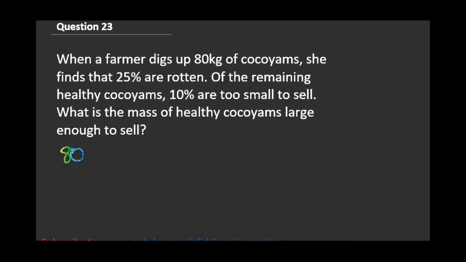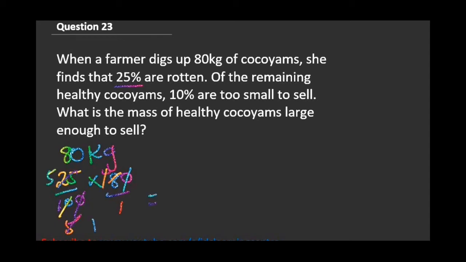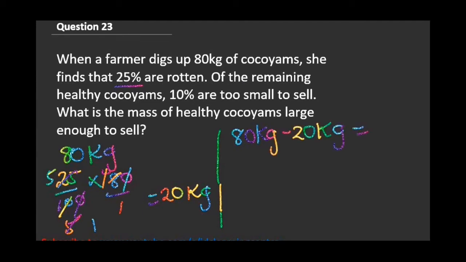The total weight of the cocoyams is equal to 80 kg. She finds that 25% are rotten. So 25%, which means 25 over 100 times 80 over 1. 0 cancels 0, 5 into 25 is 5, 5 into 80 is 16... 5 times 4, 20 kg are rotten. So the good part will be 80 kg minus 20 kg, which will give us 60 kg.